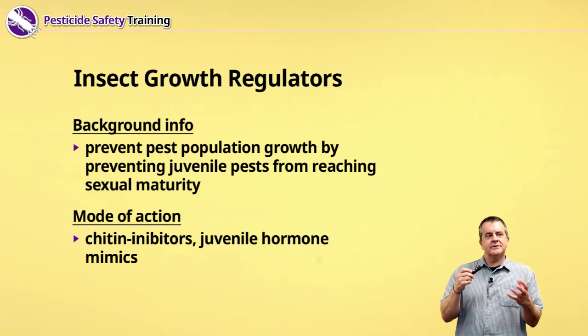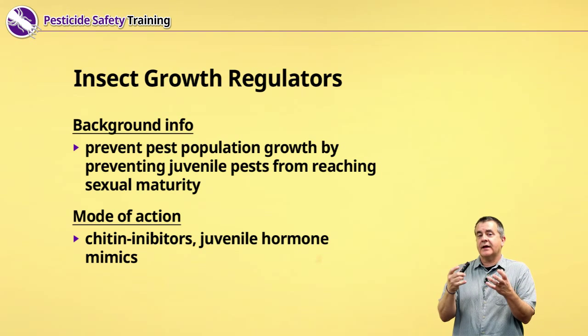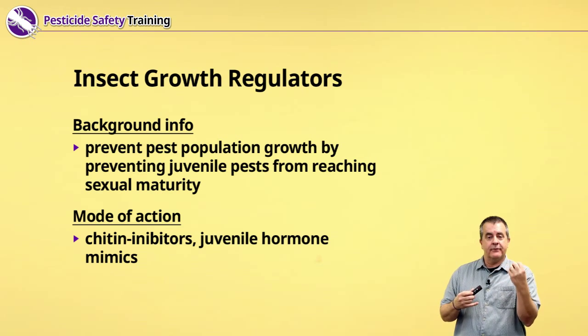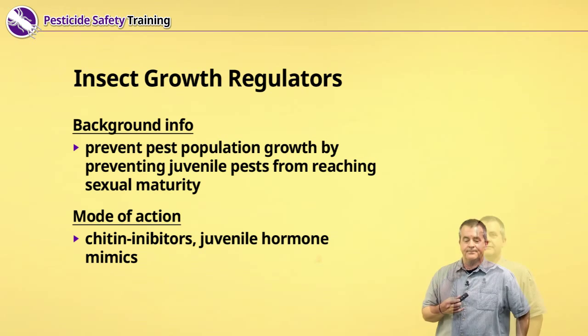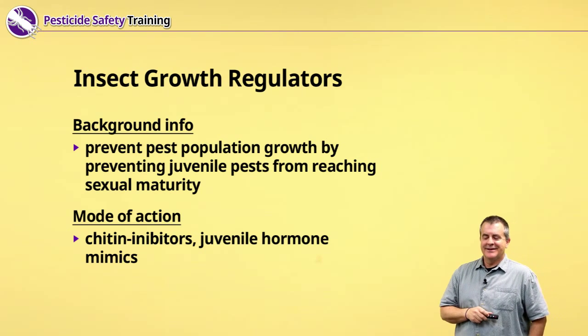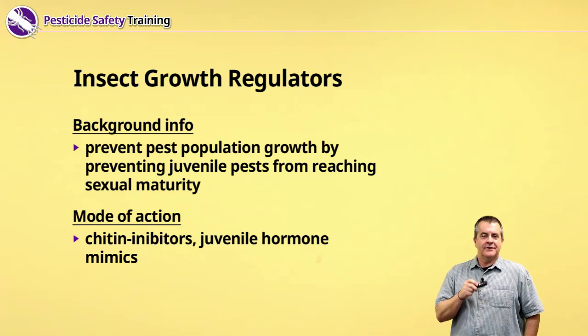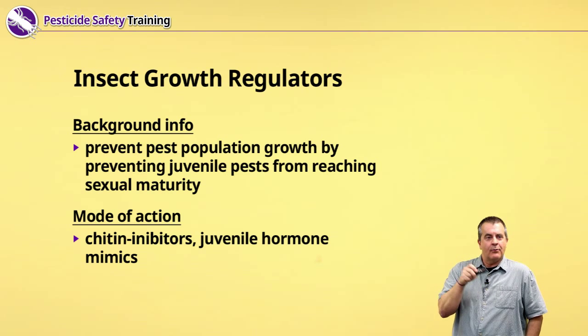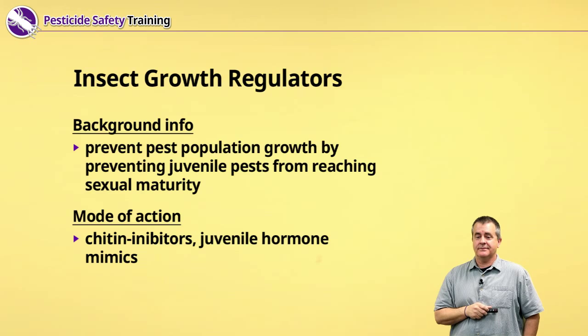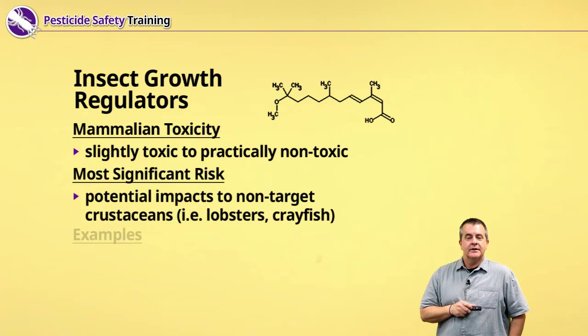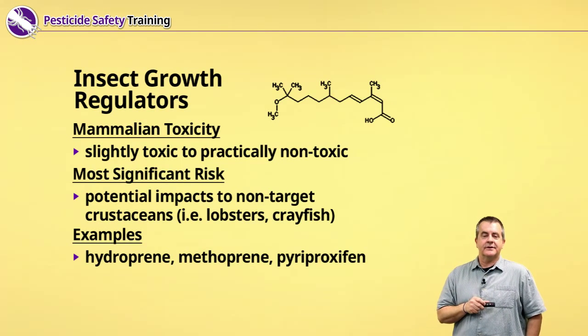The chitin is the material that the insect builds its exoskeleton, its hard shell, right? So these chitin inhibitors prevent the normal production of chitin and prevents the insect from developing from the juvenile to the adult stage. The other type of insect growth regulator is the juvenile hormone mimic. And this messes with how the hormones function in the insect, here again preventing the juvenile from becoming an adult. Mammalian toxicity, slightly toxic down to practically non-toxic.